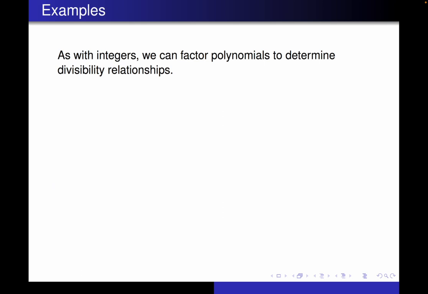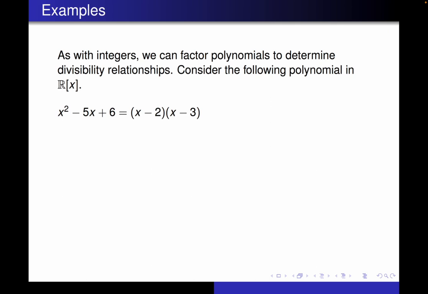As with integers, we can factor polynomials to determine divisibility relationships. That was one of the big ways that we figured out which numbers divided which integers, by doing factoring. So for instance, if you have the following polynomial in R[x], R being the real numbers, x squared minus 5x plus 6, we can factor that into (x minus 2) times (x minus 3). And that tells us, for example, that the polynomial x minus 2 divides x squared minus 5x plus 6. Same with x minus 3.